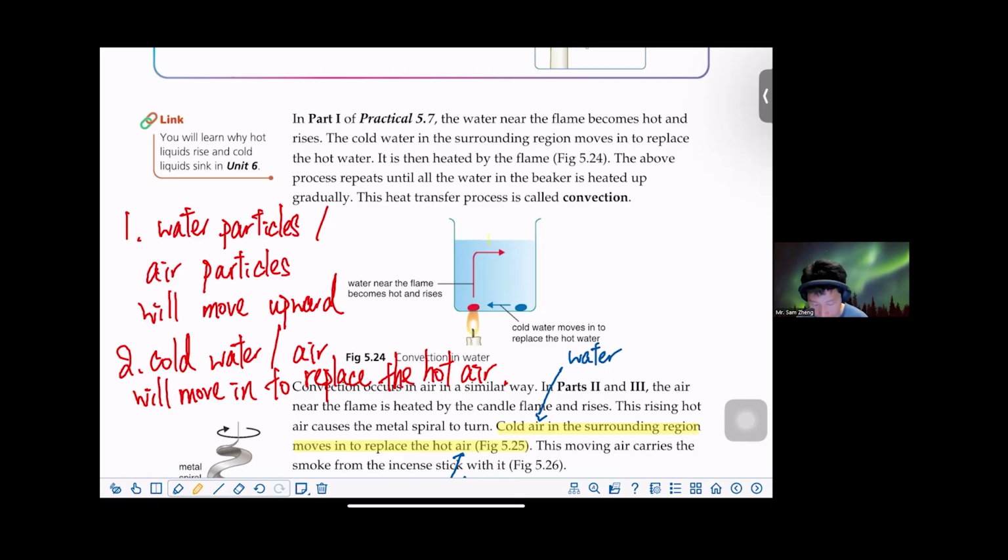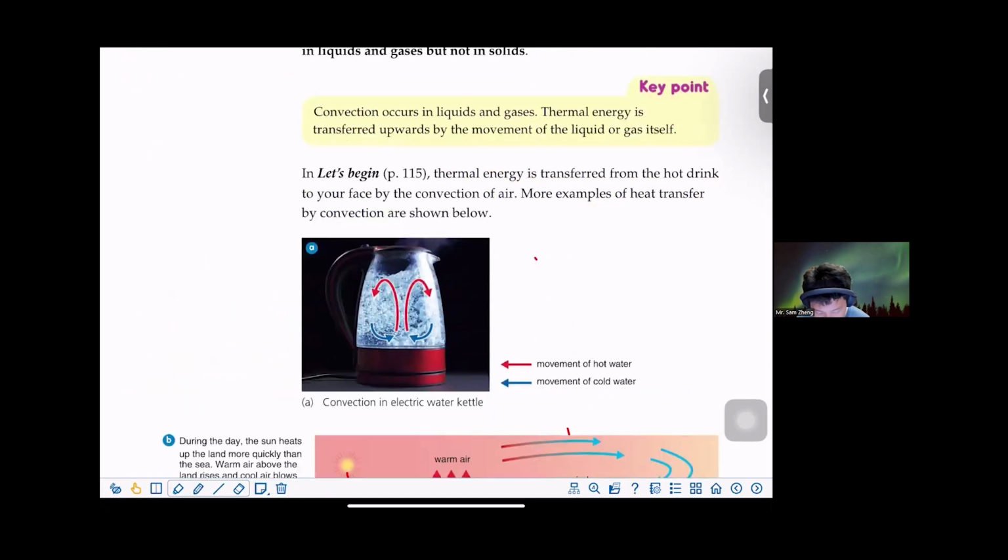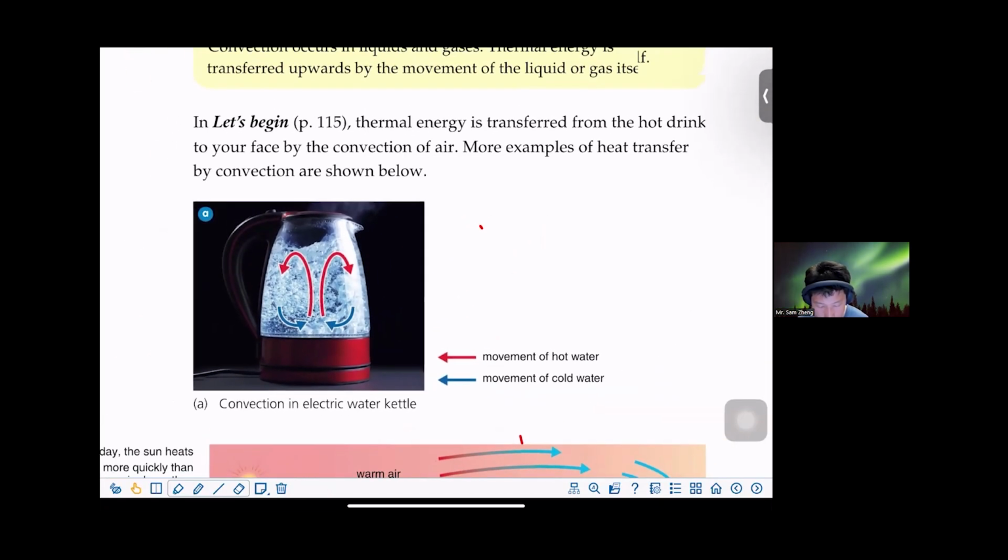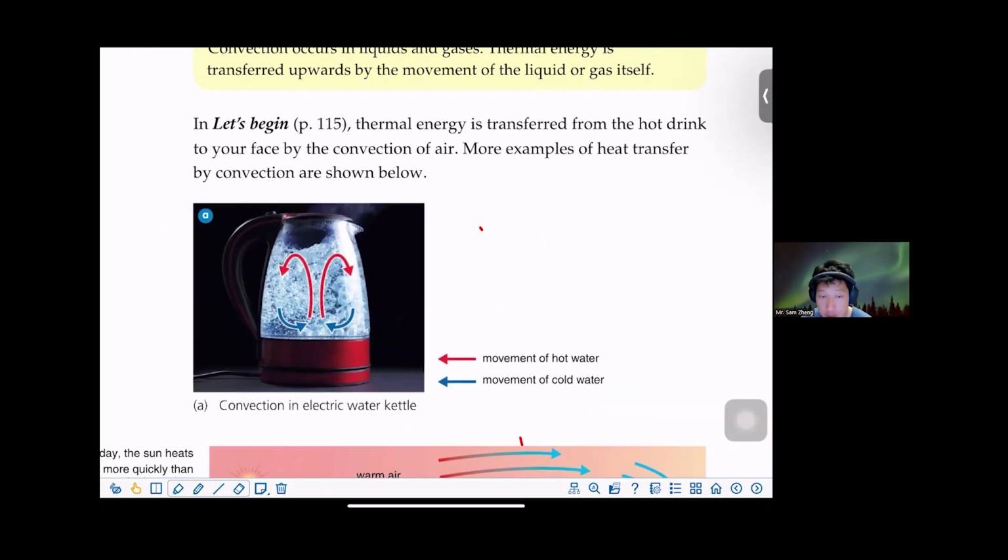For example, when we boil the water inside an electric water kettle, we are applying heat to it. As the inner part has a higher temperature, there will be a rising of the water molecules or water particles. Once it goes up, it will move to the colder part, because the colder water particles will replace those risen water molecules. So this creates a water current.